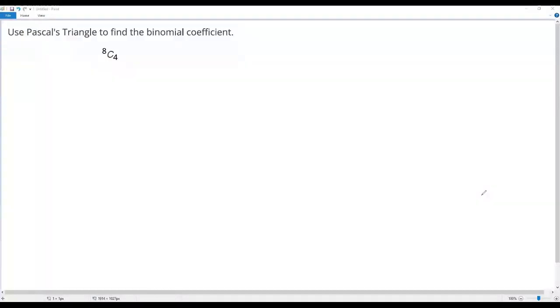Here we have a precalculus problem. Okay, let's go to the question. Use Pascal's triangle to find the binomial coefficient 8C4.